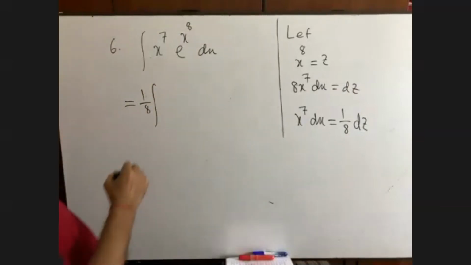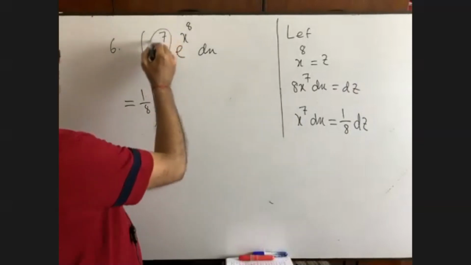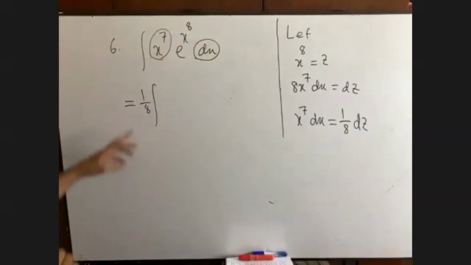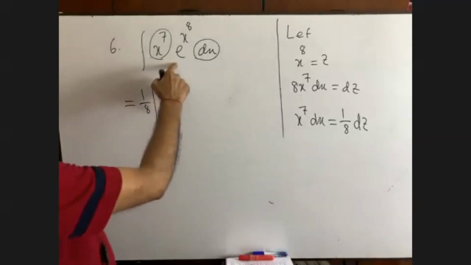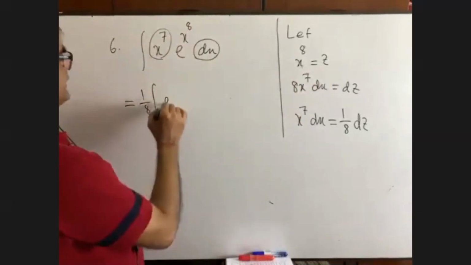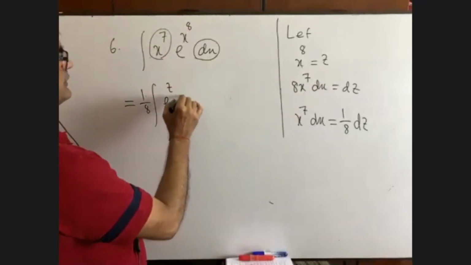Now, you know this value. It is only dz. 1 by 8 as it is written at first. And e to the power x to the power 8, that means z. So we can write e to the power z dz, right?